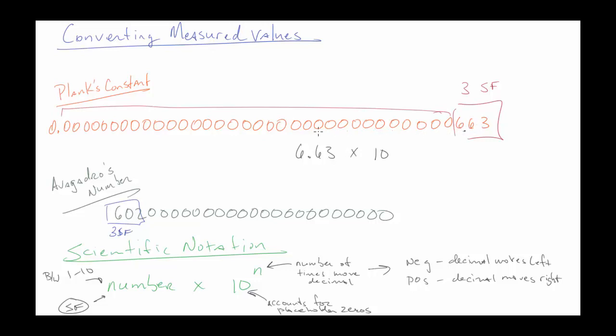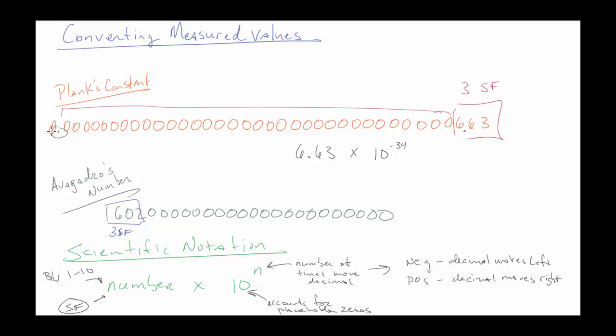How many times would I have to move it to the left to get it back to its original position, which is right here? That would be negative 34. And notice I'm putting a negative on here because I have to move the decimal from where I put it to where it originally existed. I have to move it to the left to get it there. The other easy way to think about it is if your number is less than 1, then your decimal is going to move to the left.